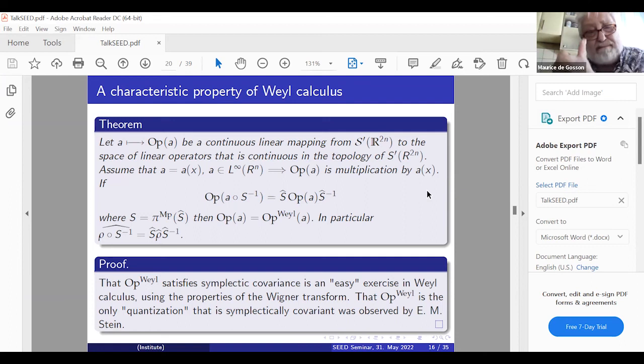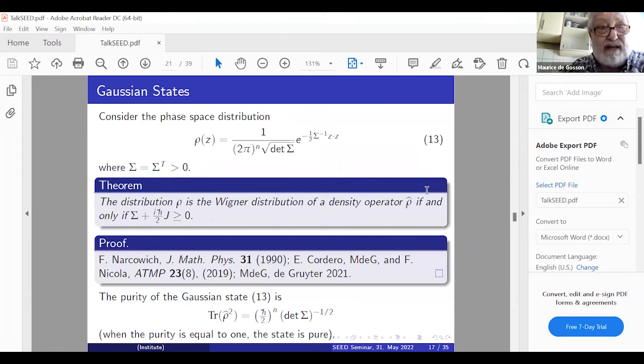more technical. It was proved by Elias Stein, I think 20 or 25 years ago. So perhaps this is a little bit technical, but it shows that the correspondence between Wigner distributions and density operators is symplectically covariant. That is, symplectic covariance is built inside quantum mechanics in its traditional form, at least here. Okay, so let's go over now, if I have time, to Gaussian states.